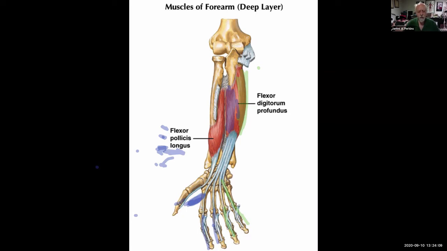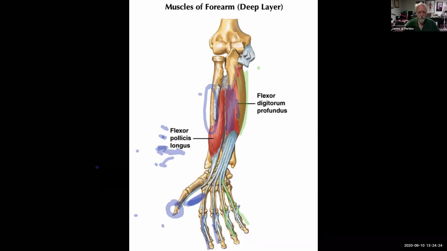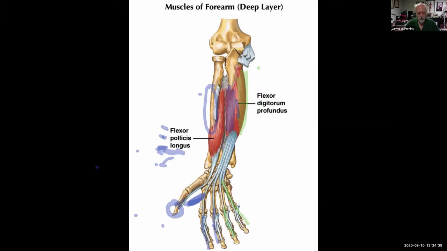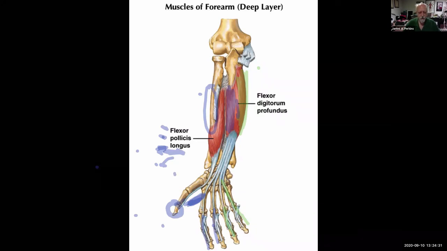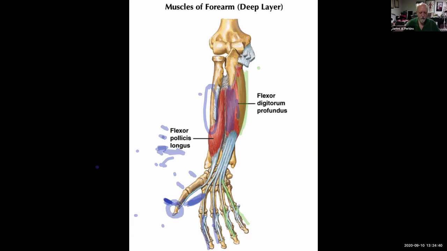So flexor pollicis longus flexes the thumb, and it's the longer one that flexes the thumb. It originates primarily on the radius, and it has its insertion way out here on the distal phalanx of the thumb. So it's crossing all of the joints of the thumb, meaning it can flex all of them. It can flex the carpometacarpal joint, the metacarpophalangeal joint, and the single interphalangeal joint in the thumb.